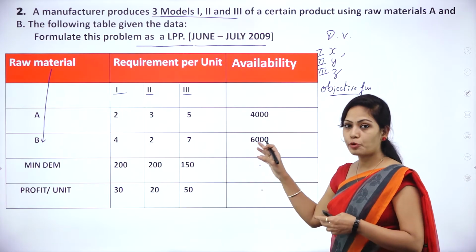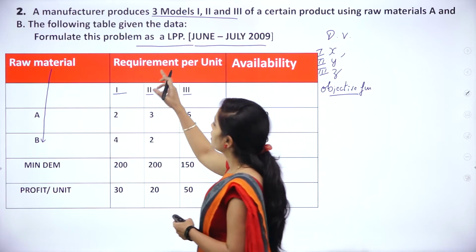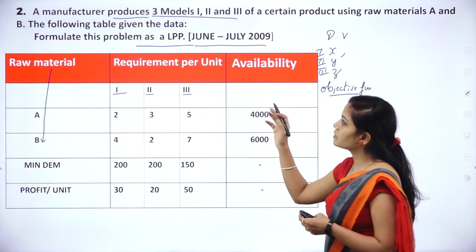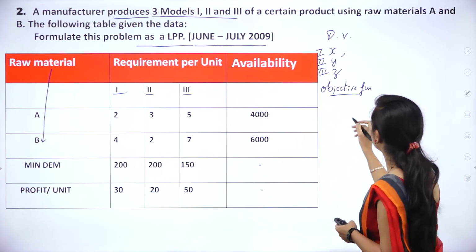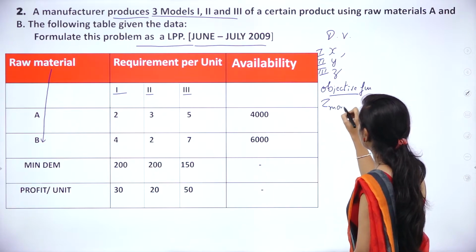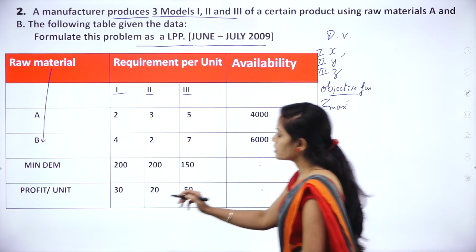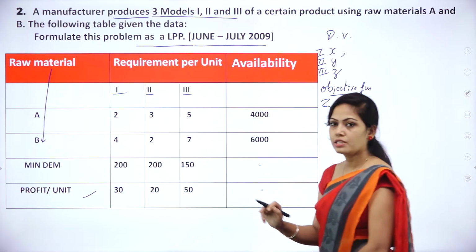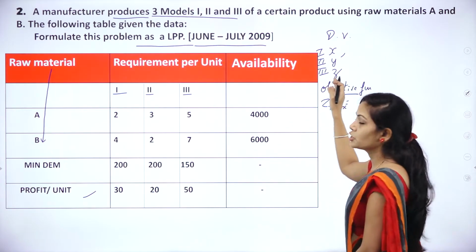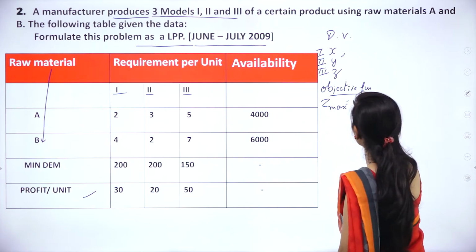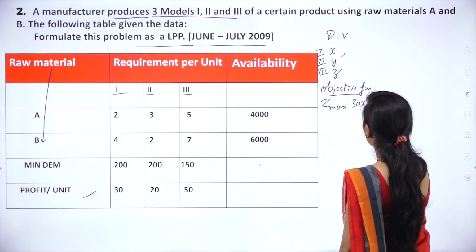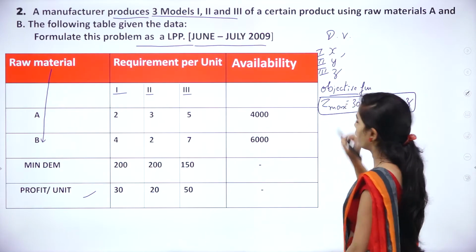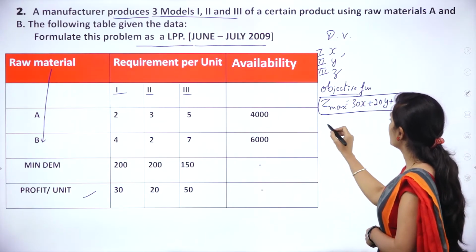Objective function. This problem is a maximization problem because they have given the keyword "produces": a company manufacturer produces 3 models. So it is a maximization problem, Z max or max P. Z max is equal to, so what is the profit? Profit per unit is 30, 20, 50. Here I am using the decision variables x, y, z. So I will take 30x plus 20y plus 50z. This is my objective function. And the next step is constraints.